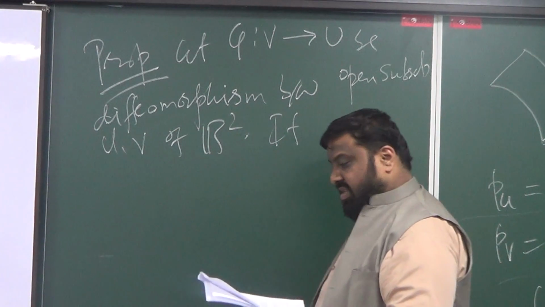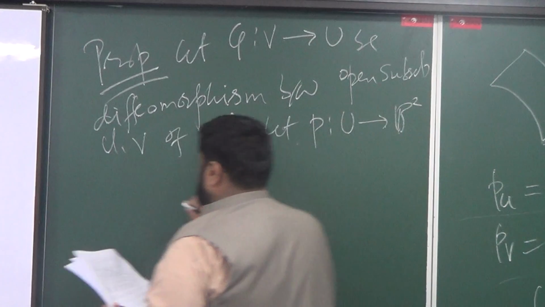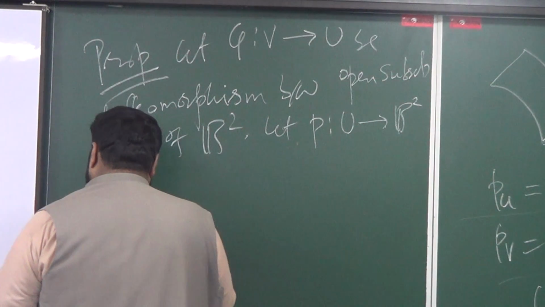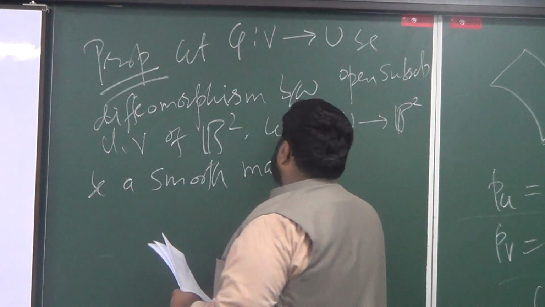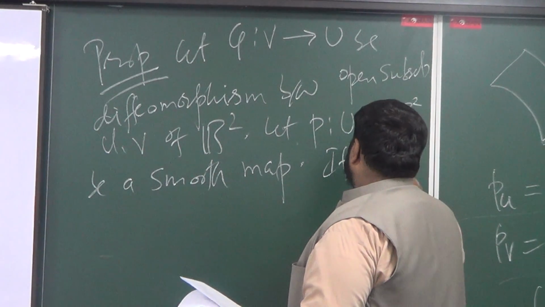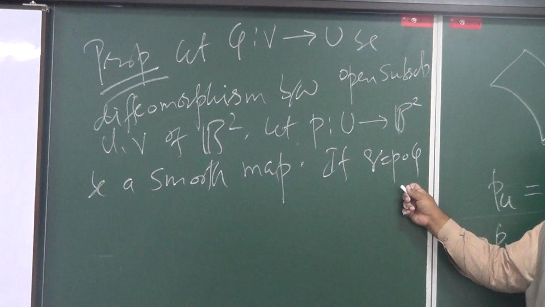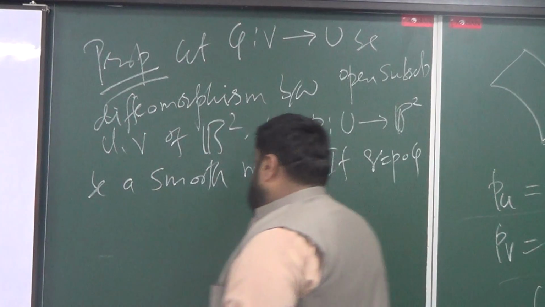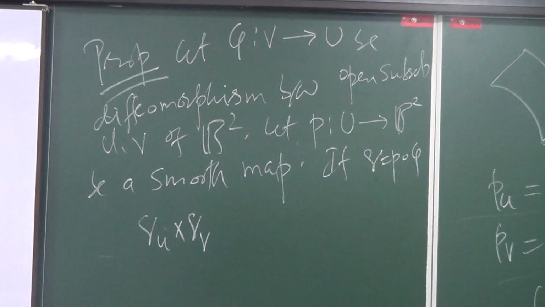Now, let P from U to R2 be a smooth map. And if Q is P composition phi, in other words, you construct a new map by composing P with phi, and phi is a diffeomorphism, then this diffeomorphism is going to do an amazing thing. So this amazing thing is this. What is Q_U cross Q_V?